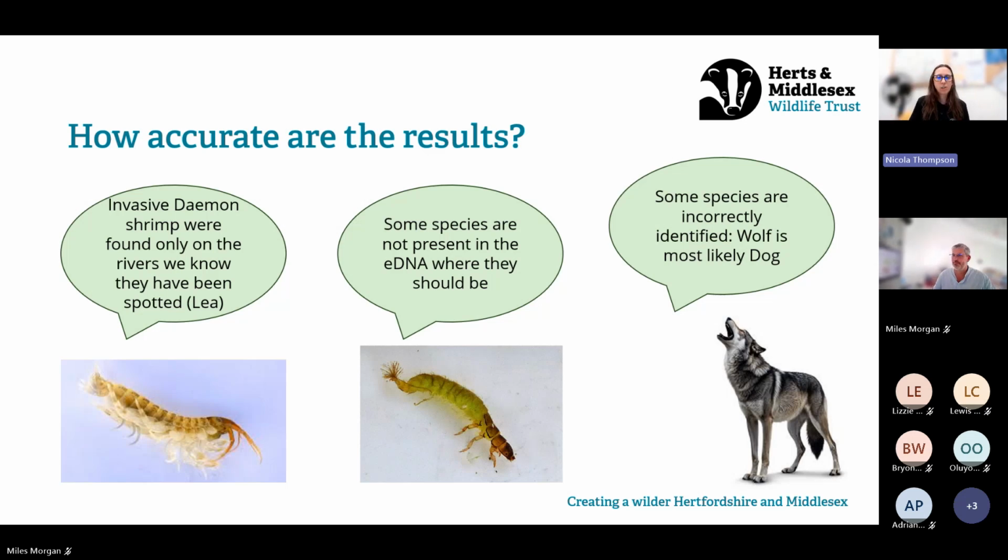How accurate are the results? So I've gone over a few issues. The positive is we know the invasive species, the shrimp, were showing up only where we knew they were, and with the water voles, we were getting positive results where we knew they were. But there are some species that aren't showing up when we know they're there. Flatworm is another one that wasn't showing up. And some species are incorrectly identified, as I suggested with the bullhead and the wool.